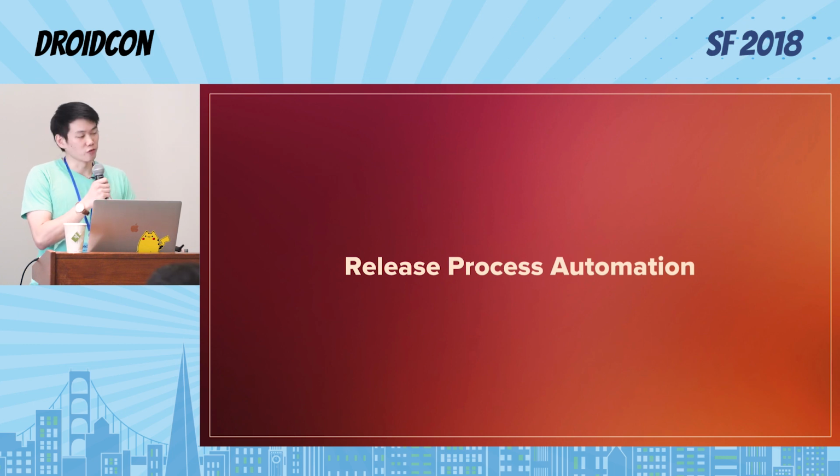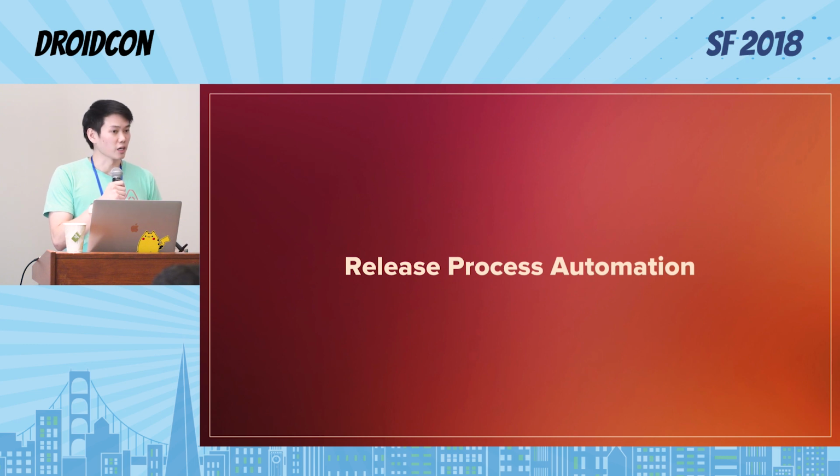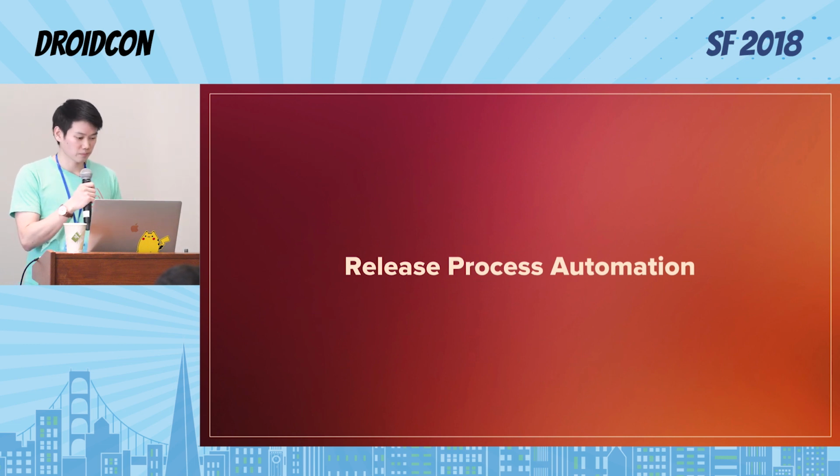Cool. So for our release process automation, we have a weekly rotation of release managers. We release on a weekly basis, and their job as a release manager is to basically check crashes, make sure the app is stable, merge any cherry picks for fixes, and also update translations. This can be a very time-consuming and tedious task, but it's also very important. So we try to make as much of it automated as possible.